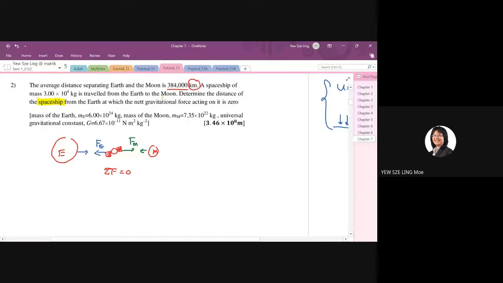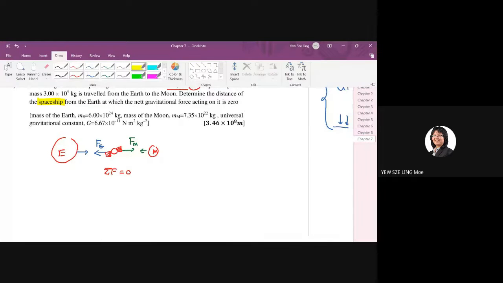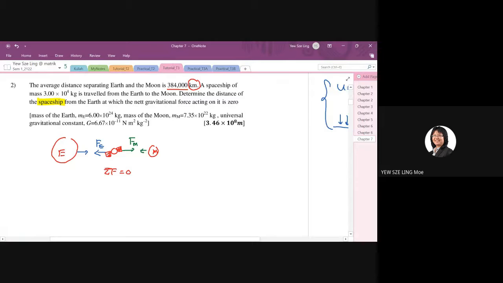So our main focus would be what happens to the spaceship. What is the force that is acting on the spaceship right now? So you don't have to look at the attractive force between Earth and Moon. What we want is just the attractive force between the spaceship and the Earth, and the spaceship and the Moon.